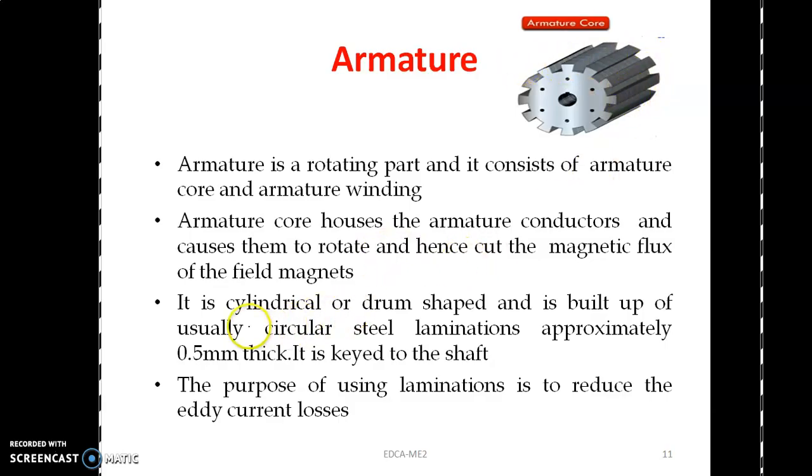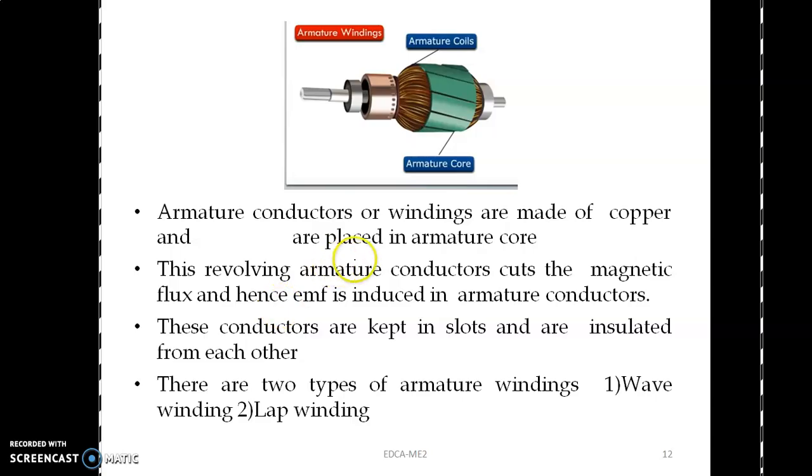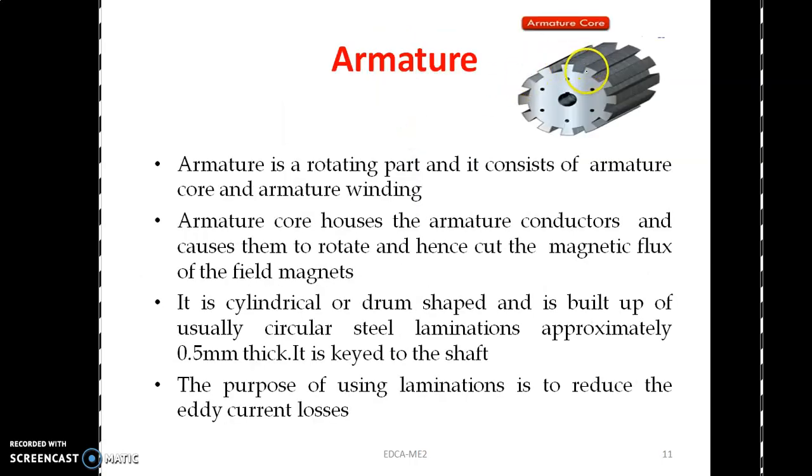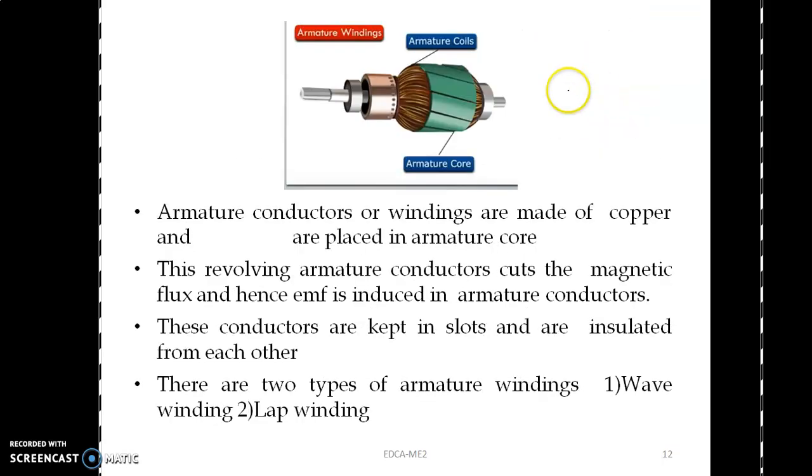It is a cylindrical or drum-shaped structure, and it is usually built up of circular steel laminations. The laminations are used to reduce the eddy current loss. You know what is eddy current loss and what is the hysteresis loss. There are mainly two types of losses in magnetic structures: eddy current loss and hysteresis loss. We will study the losses separately. This is the armature winding. This is the armature core. In armature core, we are having slots. In slots, we are having the windings like this.